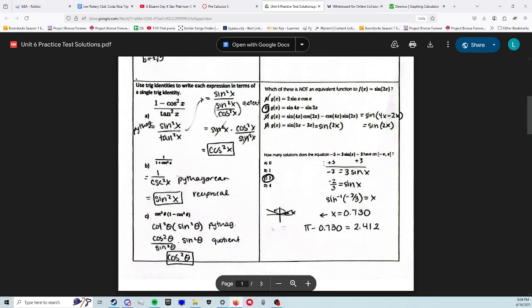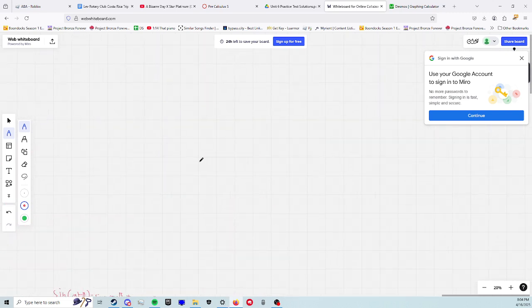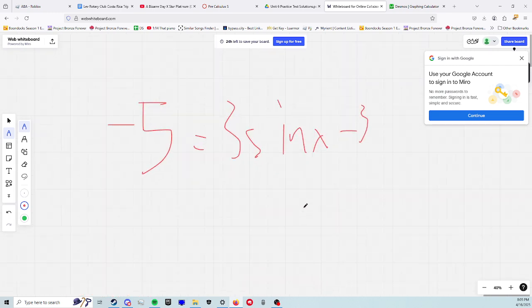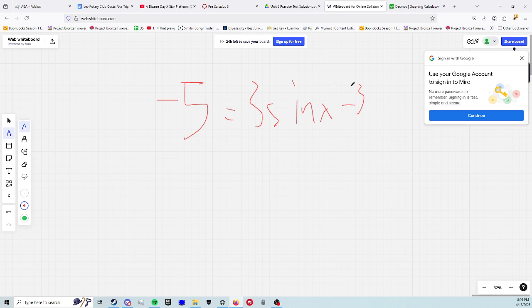Alright, lastly, oh wait, this is the one we went over in class. Negative 5 equals 3 sine x minus 3. We went over this in class, I'll go over it again for you. Again, combine like terms, so this minus 3 is not in the parentheses in the question. You bring it over, you add 3 on both sides. So this becomes minus 2 equals 3 sine x.